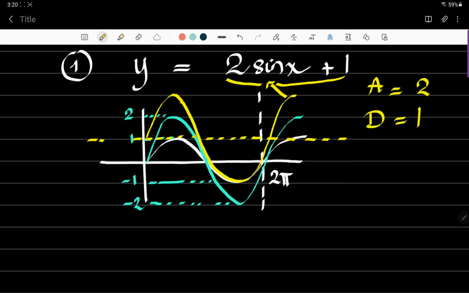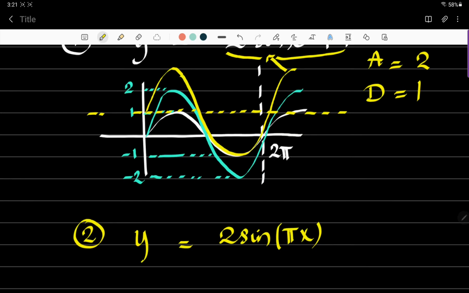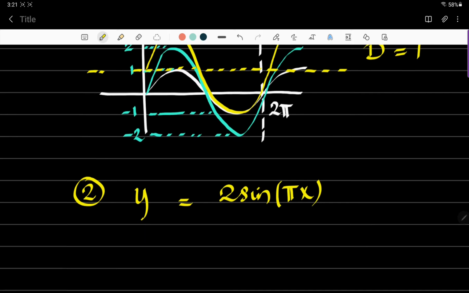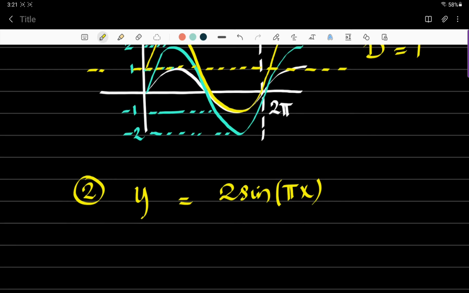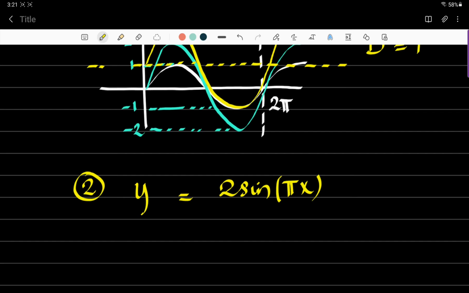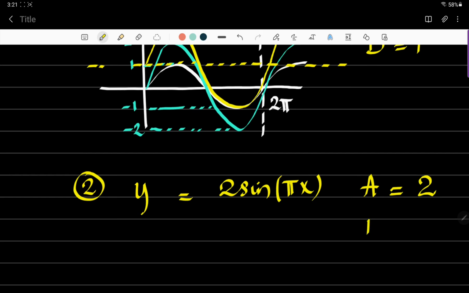All right, let's do example 2. Now we have 2 sine pi x. Let's define this. What does 2 stand for? Amplitude A equals 2. And what does pi stand for? This is the B, the number that goes with x.